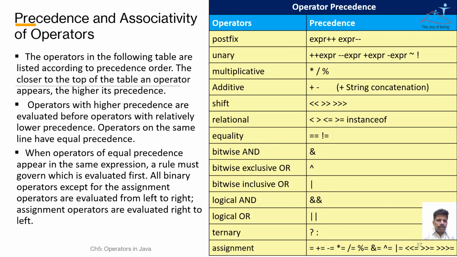When operators have equal precedence, here in this row you can see multiplication, division, and modulus division, all having the same precedence. If the expression has only these operators, how exactly they will be operated is called associativity. All the binary operators except the assignment operator will be evaluated from left to right. Only the assignment operators evaluate from right to left.